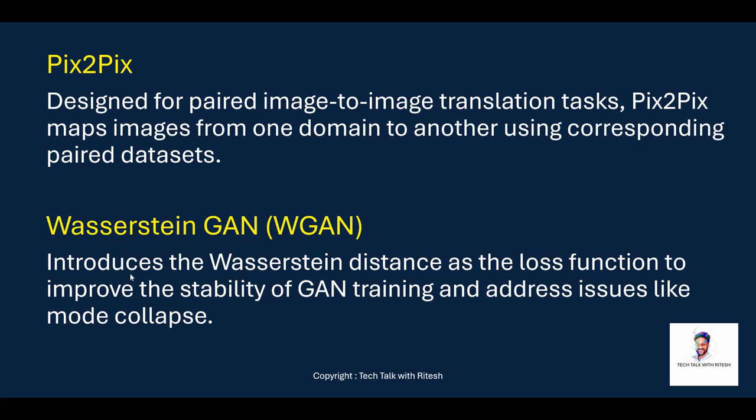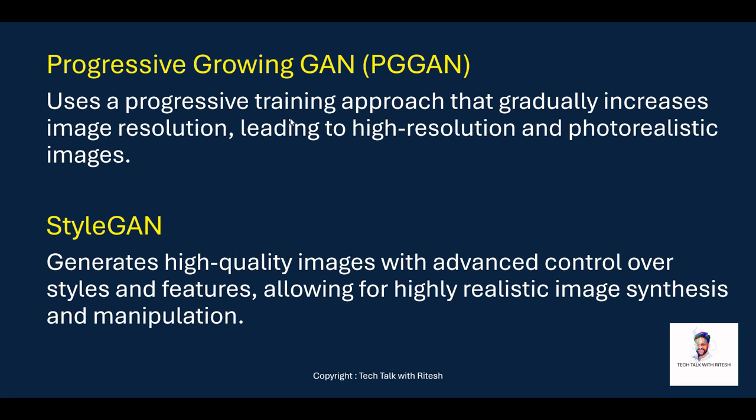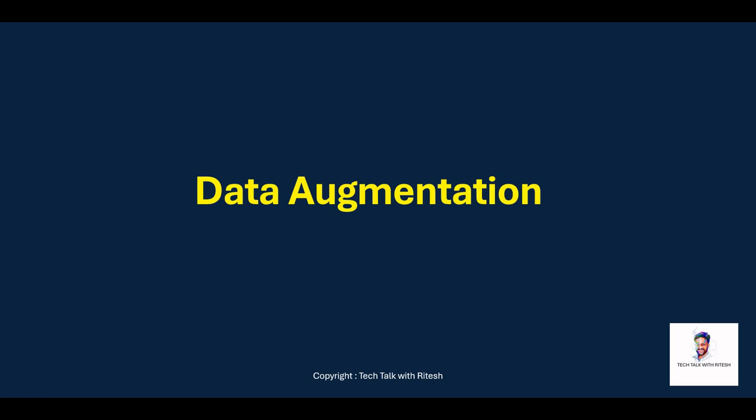Then we have WGAN, which introduces the Wasserstein distance as the loss function to improve the stability of GAN training and address issues like mode collapse. Then we have Progressive Growing GAN, which uses a progressive training approach that gradually increases image resolution, leading to high-resolution and photorealistic images. StyleGAN generates high quality images with advanced control over styles and features, allowing for highly realistic image synthesis and manipulation. And the next concept is data augmentation.